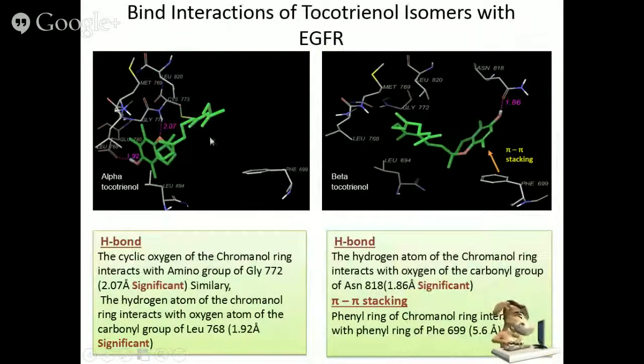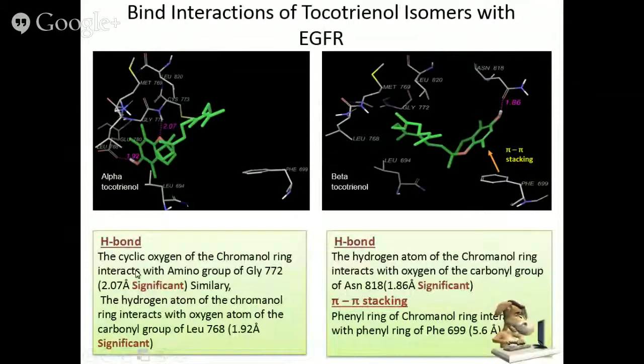I'm going to speak after I docked the molecules. We are checking the binding interaction of tocotrienol isomers with EGFR receptor. I picked the receptors differently: EGFR, HER2, and estrogen receptor. I docked them against tocotrienol alpha, beta, gamma, delta. So this is with alpha.